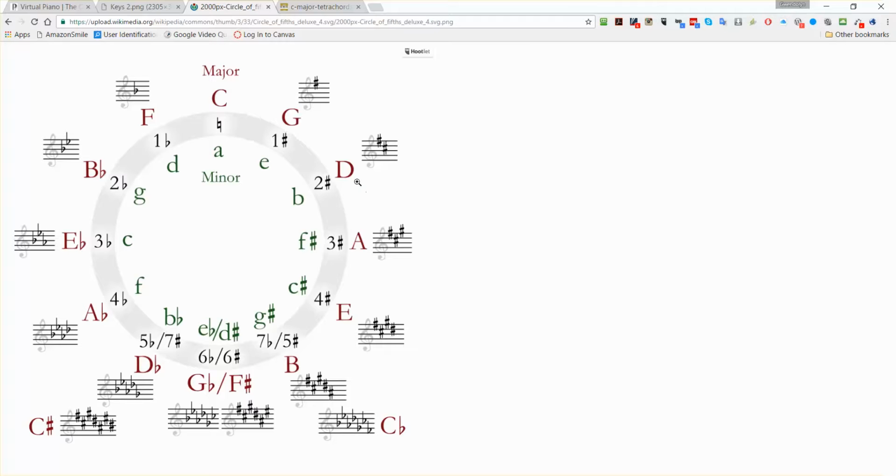Go to the next key, which is D as in David. The letter that comes before letter D is the letter C, and it is the second sharp in the key signature, C sharp.